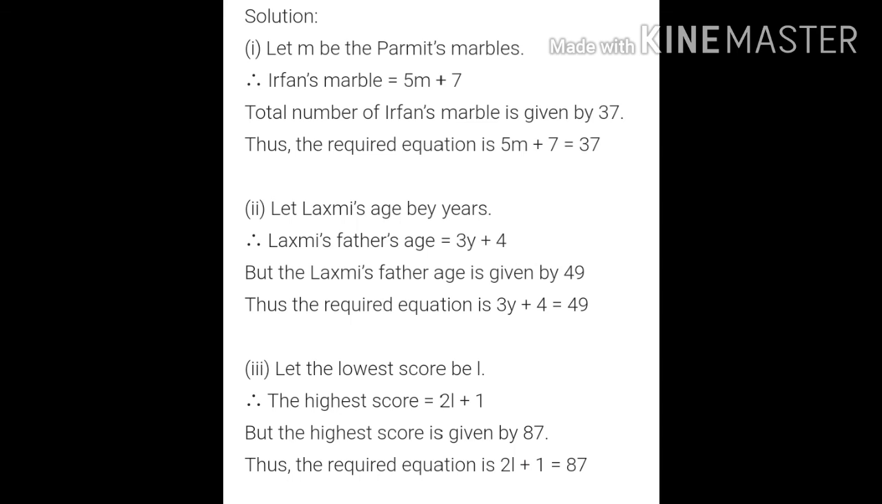Third part. The teacher tells the class that the highest marks obtained by a student in her class is twice the lowest marks plus 7. The highest score is 87. Now let's take the lowest score to be L. The highest score is equal to 2L plus 7. But the highest score given is 87. So the required equation will be 2L plus 7 is equal to 87.